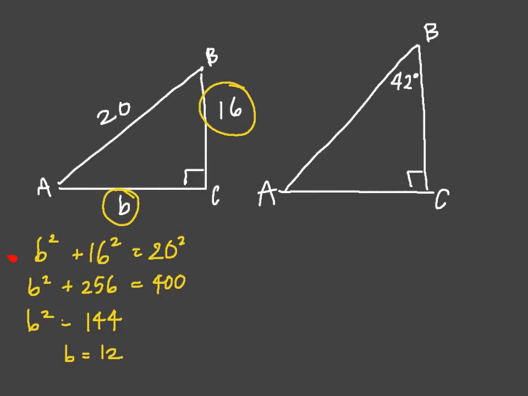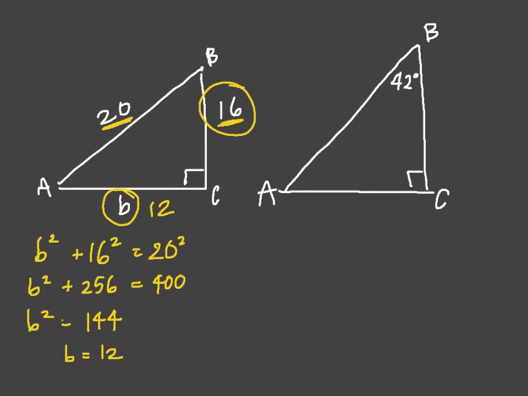Okay, so here's my setup for Pythagorean theorem. I squared 16, I got 256, and I squared 20 and got 400. I subtracted this 256, I got b squared equals 144, so b equals 12. Hopefully you guys maybe also noticed that this is a 3, 4, 5 triangle. Just each number is multiplied by 4.